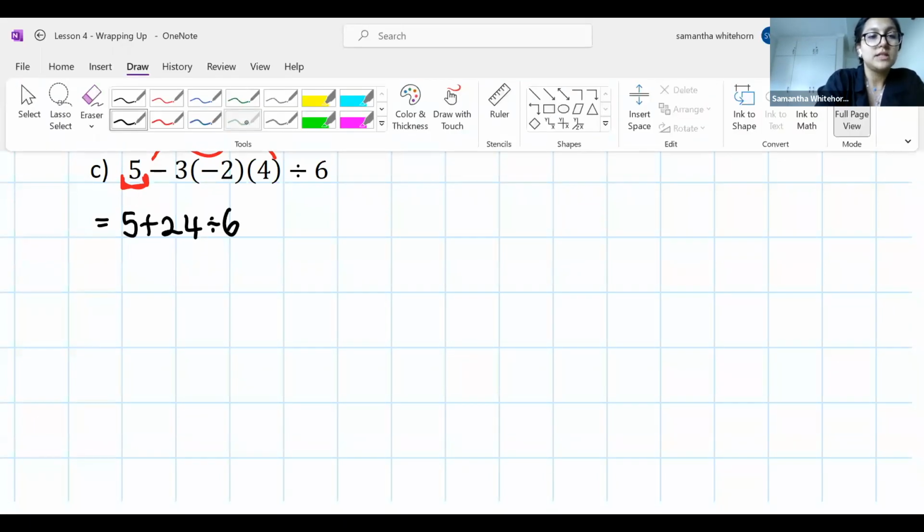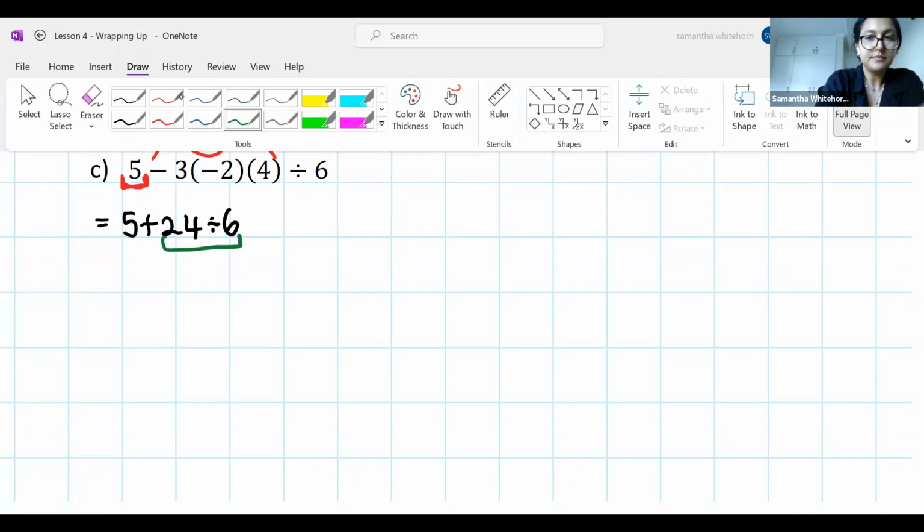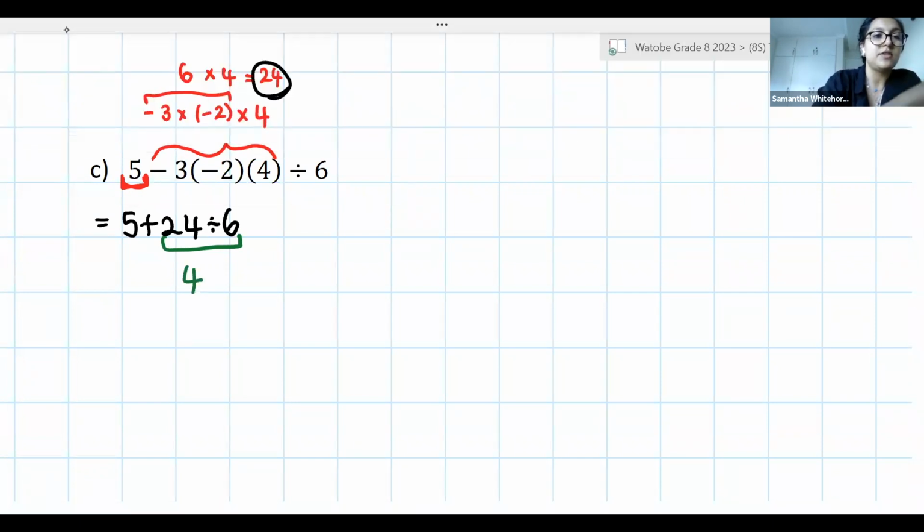So now I need to go and deal with my division because of BODMAS. When I do my division, 24 divided by 6, positive divided by a positive, so I get a positive answer, and 24 divided by 6 is 4. So I've got 5 plus 4. And we know that 5 plus 4 is 9. So you need to be doing those operations correctly, and some of us aren't listening.